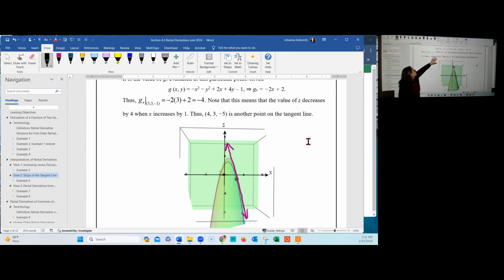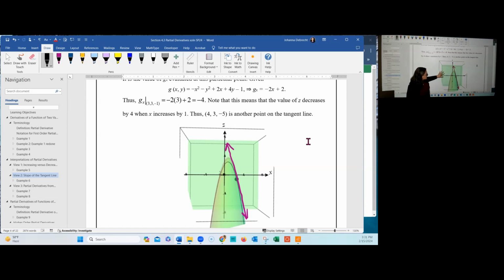Now, the next thing I want to do is evaluate it at the particular point I'm interested in, which is on the plane where y equals 3, because I set y to be 3 and just randomly picked x as 3. When I substitute this in, I get -4. This means that the value of z is decreasing by 4 for every +1 increase in x, which means that (4, 3, -5) has to be another point on the tangent line. And you can see the tangent line drawn here with the y kind of taken out of it.